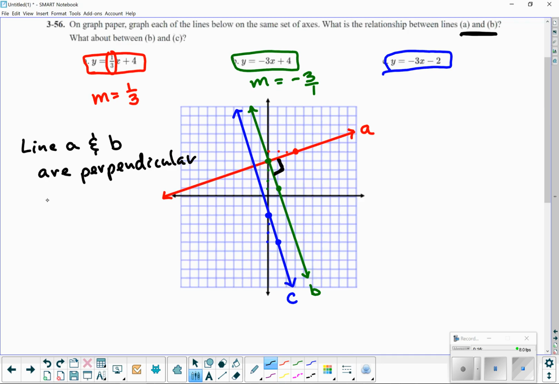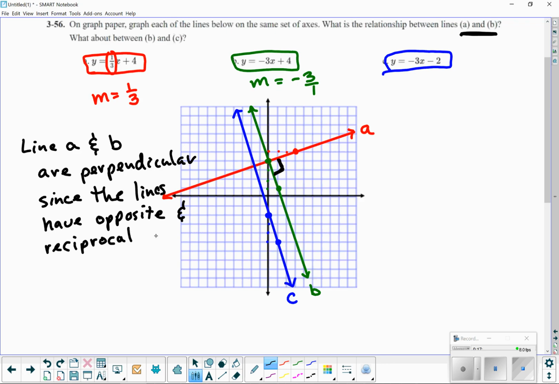You know why? Since the lines have opposite and reciprocal slopes.